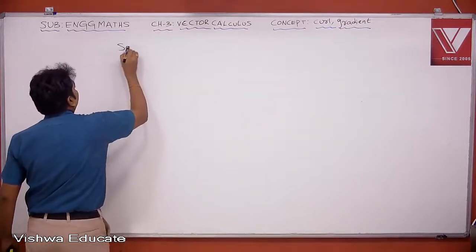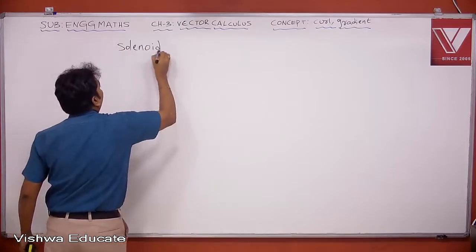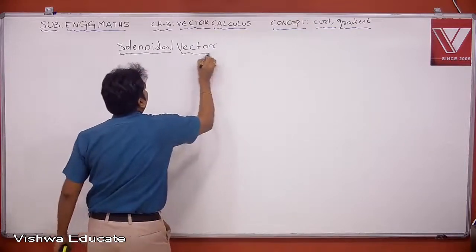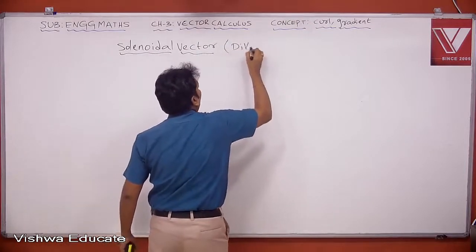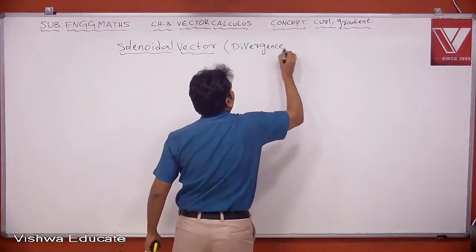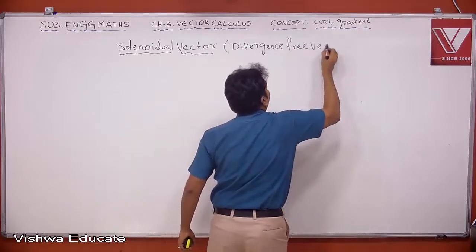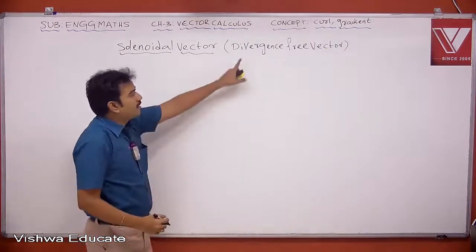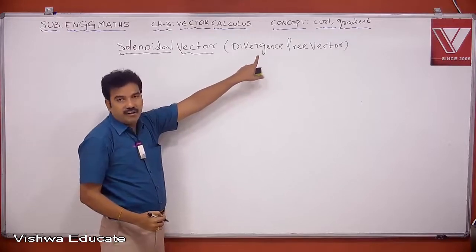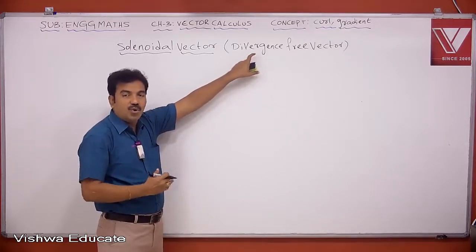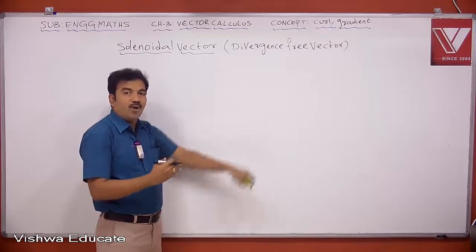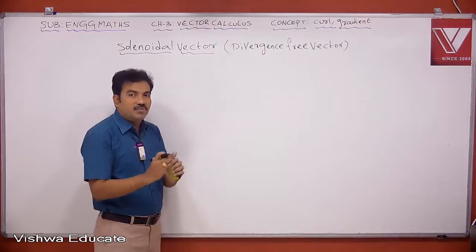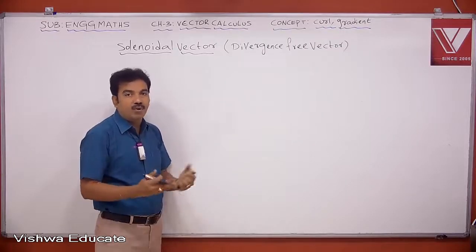Next definition is solenoidal vector, or this can also be called a divergence free vector. Now, when you look at this, free divergence means it has no deviations along x-axis, along y-axis, and along z-axis. Or combinedly, you may have deviations, but when you combine all the deviations, there can be no deviation.